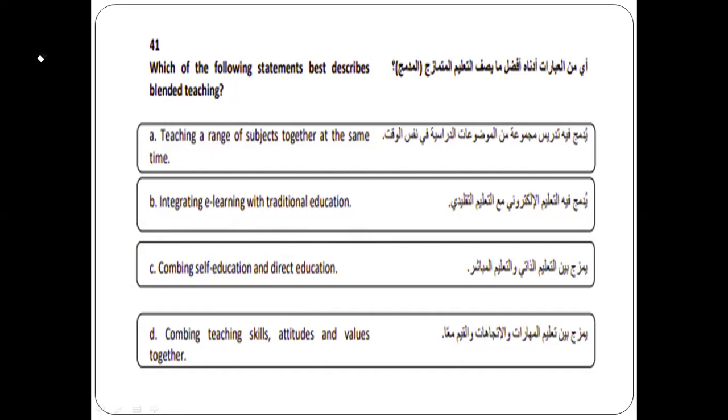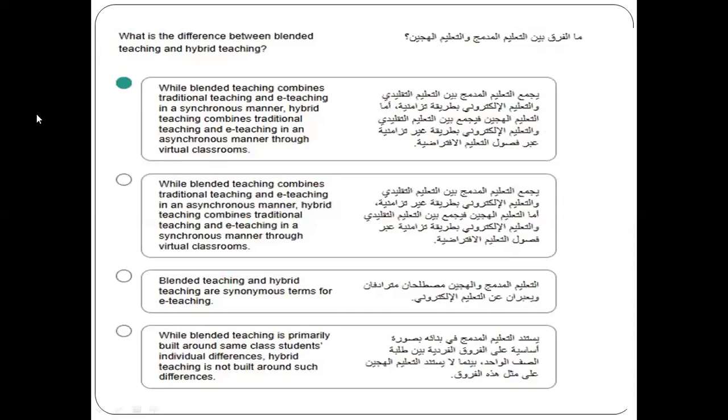Next, we have this question. We agreed now that blended teaching combines traditional teaching as well as e-teaching in a synchronous mode of communication, while hybrid teaching combines traditional teaching and e-teaching as an asynchronous method. This is what we accept, right? We said hybrid is both, synchronous and asynchronous. But the statement says asynchronous, so we'll go for it. Regarding blended teaching and traditional teaching as asynchronous, that's not distance learning. So this is wrong. Both are synonyms? No, wrong. While blended teaching is primarily built with the same class students individually, this is completely wrong.